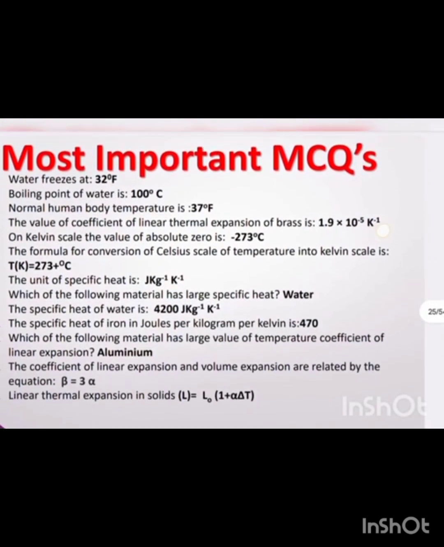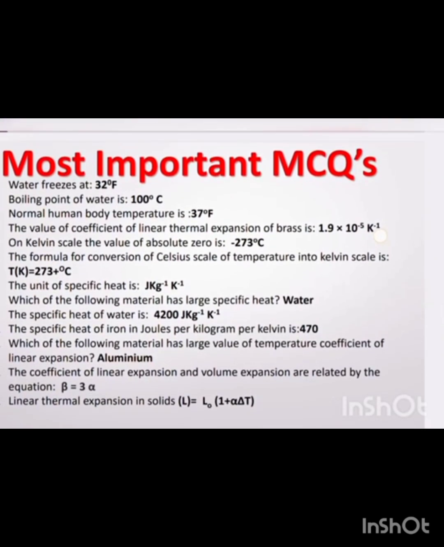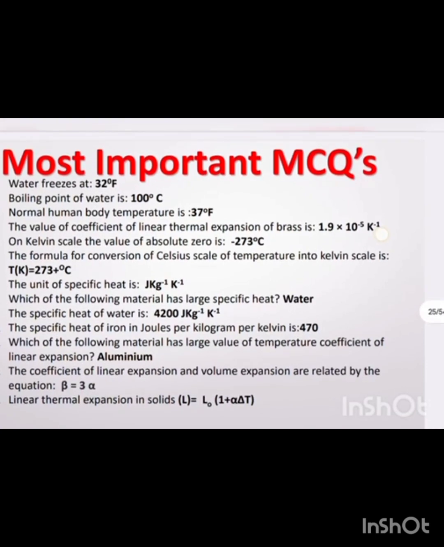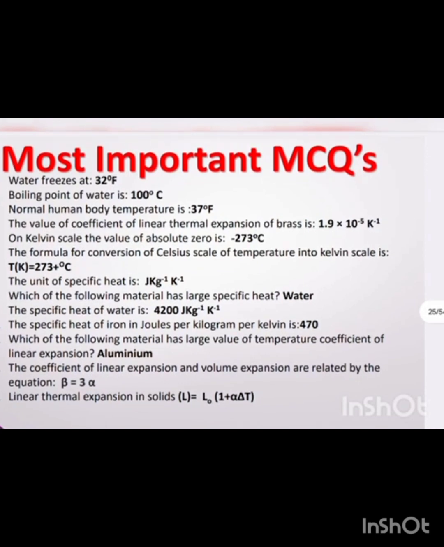Water freezes at 32 degree Fahrenheit. The boiling point of water is 100 degree Celsius. Normal human body temperature is 98.6 degree Fahrenheit. The value of the coefficient of linear thermal expansion of brass is 1.9 multiplied by 10 raised to the power minus 5 per Kelvin. On the Kelvin scale, the value of absolute zero is minus 273 degree Celsius.